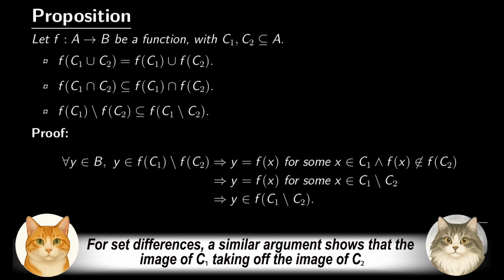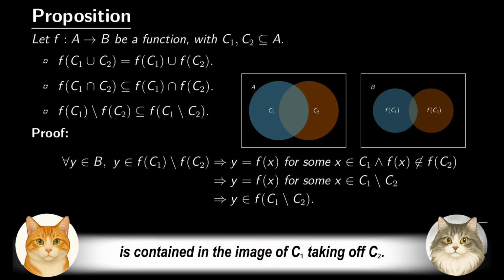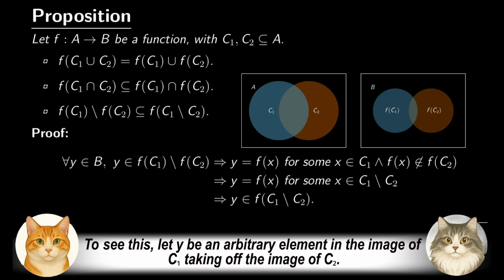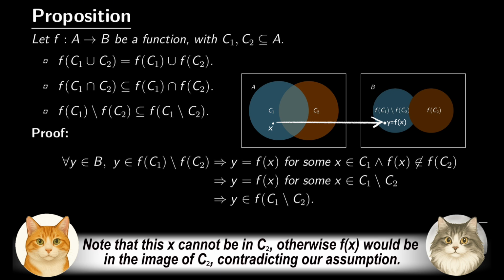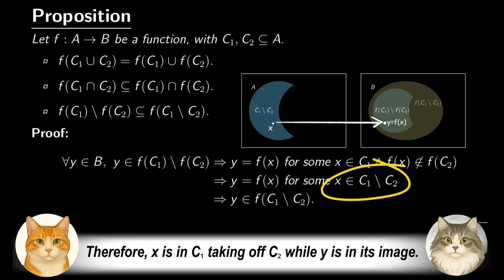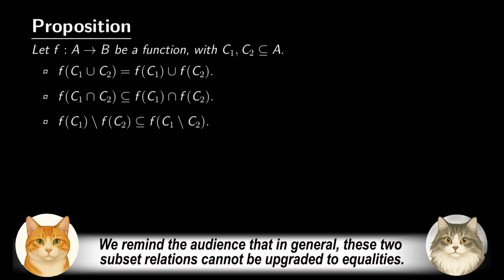For set differences, a similar argument shows that the image of C1 minus the image of C2 is contained in the image of C1 minus C2. To see this, let y be an arbitrary element in the image of C1 minus the image of C2, then y is in the image of C1, and hence equals f(x) for some x in C1. Note that this x cannot be in C2, otherwise f(x) would be in the image of C2, contradicting our assumption. Therefore, x is in C1 minus C2, while y is in its image. We remind the audience that in general, these two subset relations cannot be upgraded to equalities.